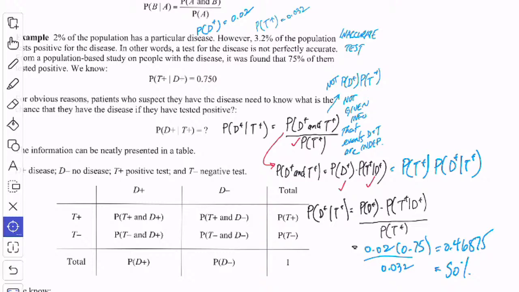And what I found out is in a low prevalence population, the inaccuracy of the test implies that a positive test only means you have the disease 50% of the time. Not so accurate.